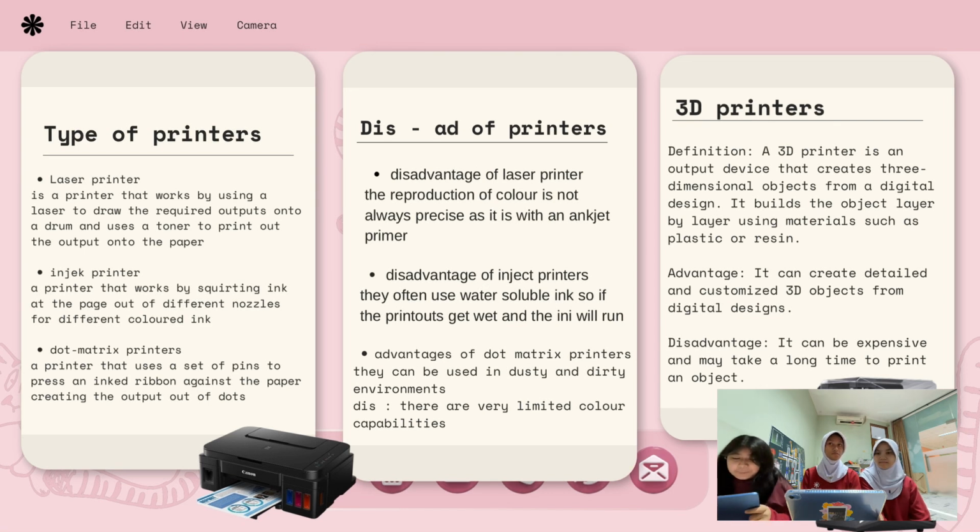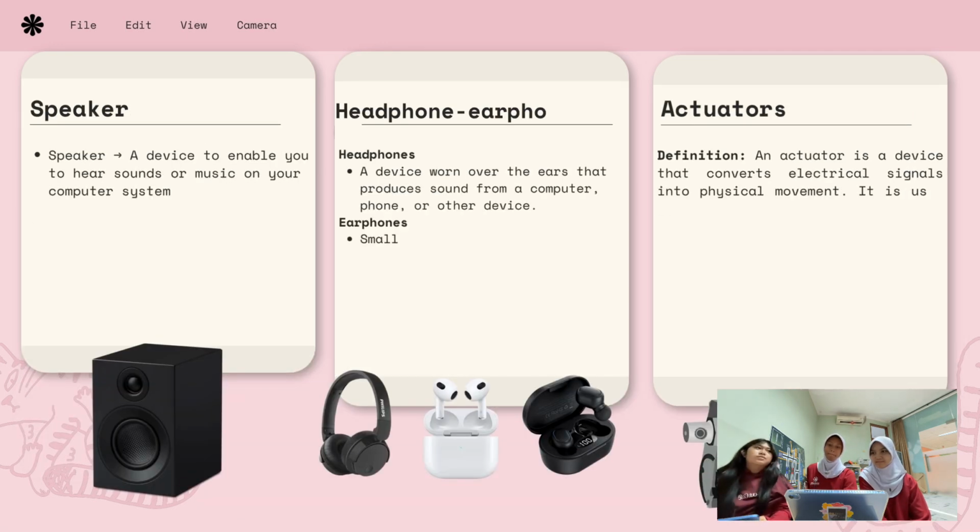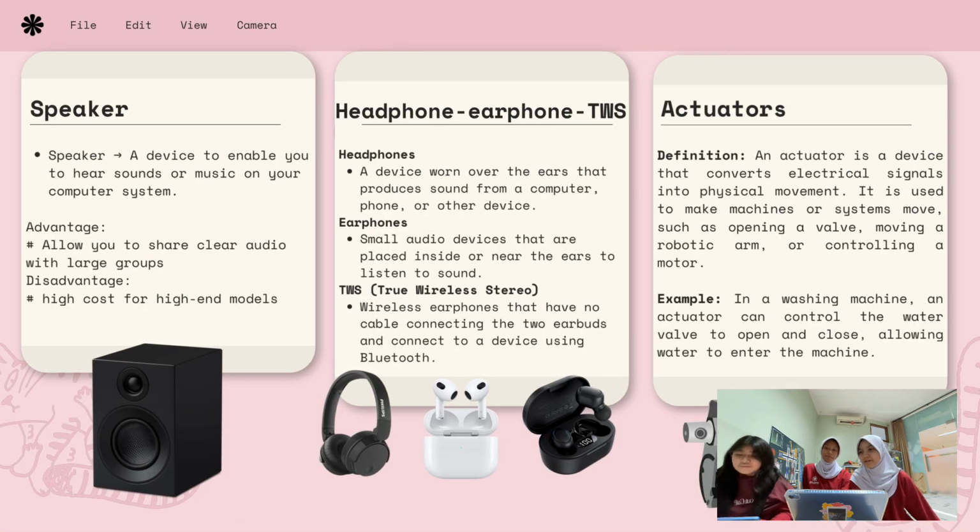3D printers. Definition. A 3D printer is an output device that creates three-dimensional objects from a digital design. It builds the object layer by layer using materials such as plastic or slate. Advantages: it can create detailed and customized 3D objects from digital designs. Disadvantages: it can be expensive and may take a long time to print an object. Next, we have the speaker. A speaker is a device that enables you to hear sound or music on your computer system. And the advantages and disadvantages.